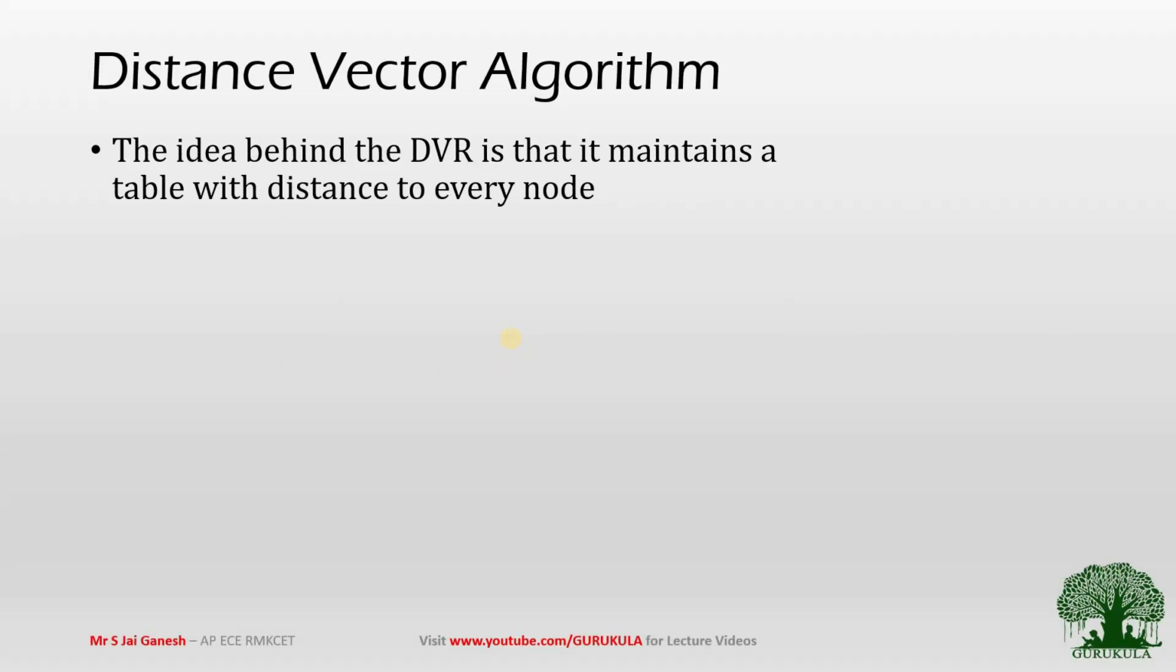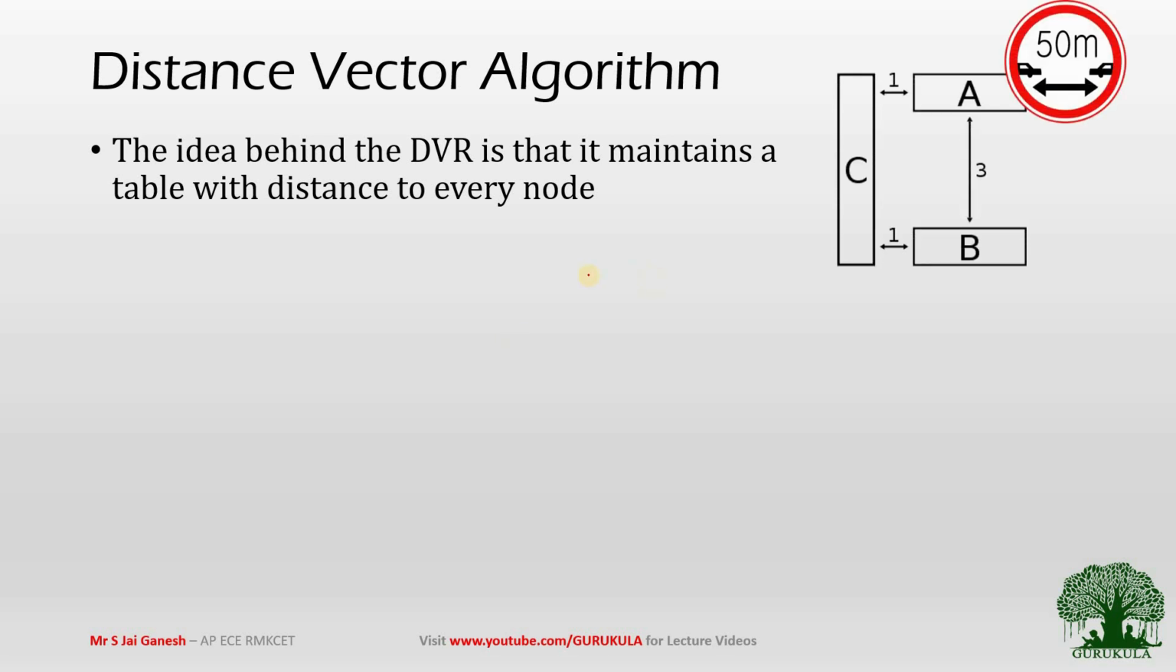Now we will get deeper into the distance vector algorithm. The idea behind distance vector routing is that it maintains a table with the distance to every node. Each and every node will have a table where the distance to each and every node is maintained. This is a simple example we could keep in mind. We can see that this will be the total distance or cost we consider, and we will enter it into the routing table.